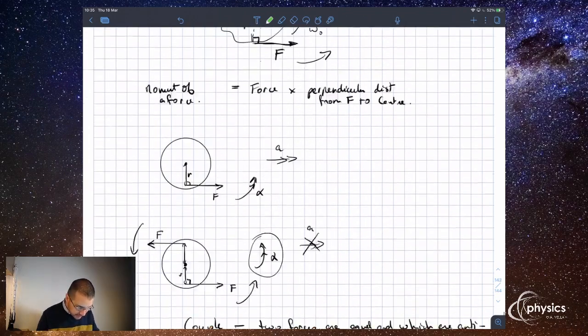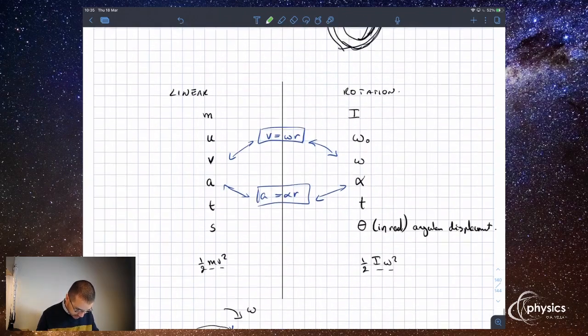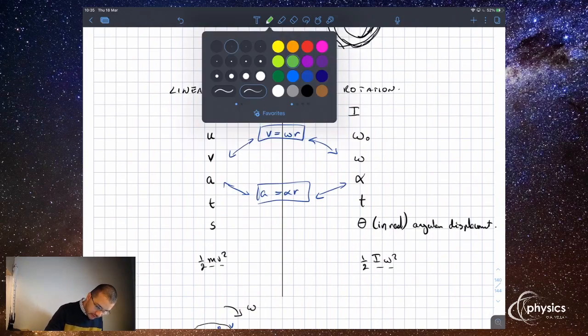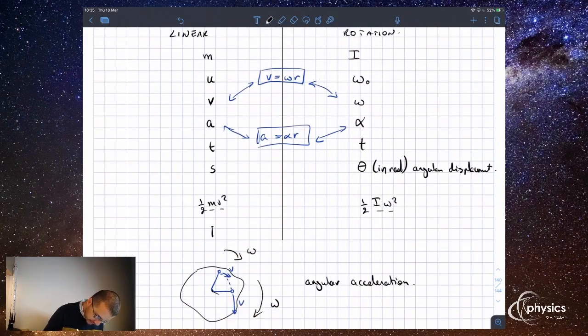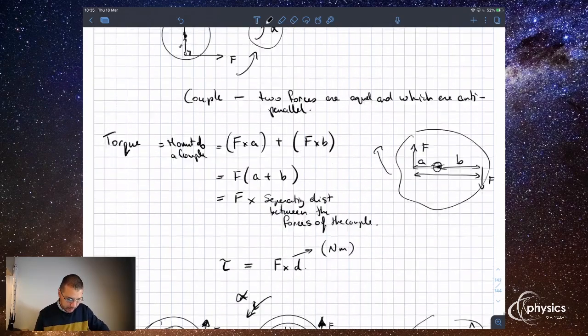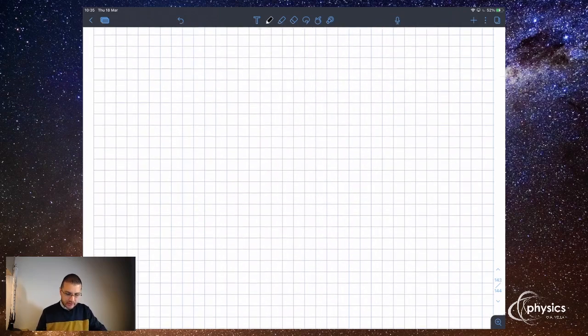Ġifieri issa ma' din il-lista, fejn kellna force, resultant force in linear, flok resultant force in angular għandna bżonn torque. Għandna bżonn torque li hija force times the perpendicular distance. Mela flok force għandna bżonn torque in rotation. L-aħħar ħaġa li ħanitkellem fuqha, għada ħanitkellem fuq Newton's second law in rotation.